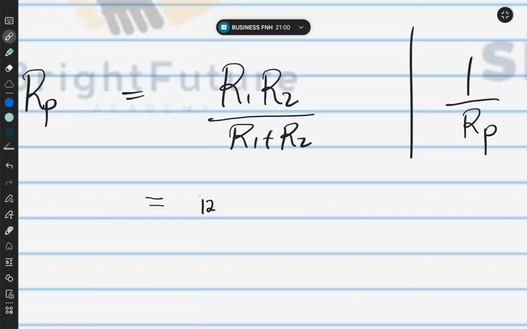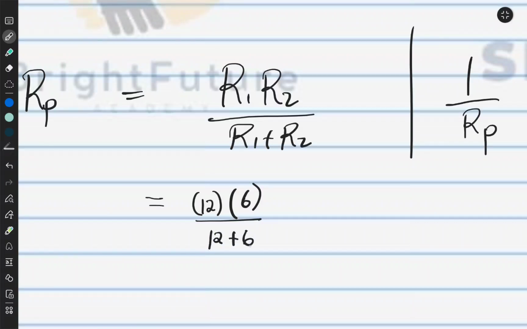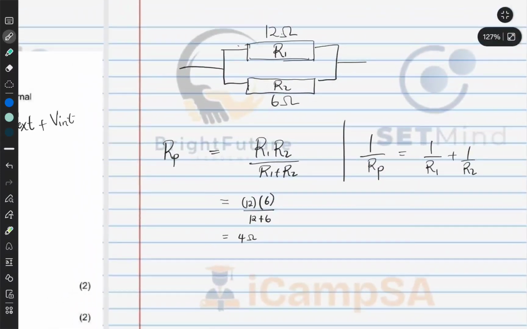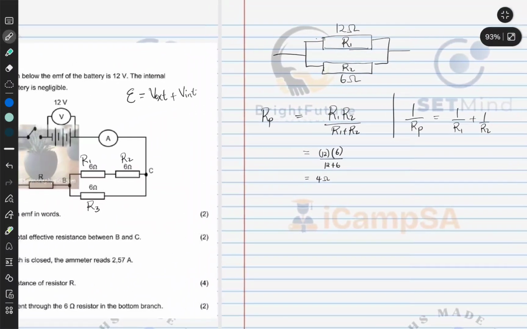Right, 12 times the other one, which was 6, all of this over 12 plus 6. Then you punch this in your calculator and find your answer, and I get 4 ohms. So that's my total resistance for that parallel combination.